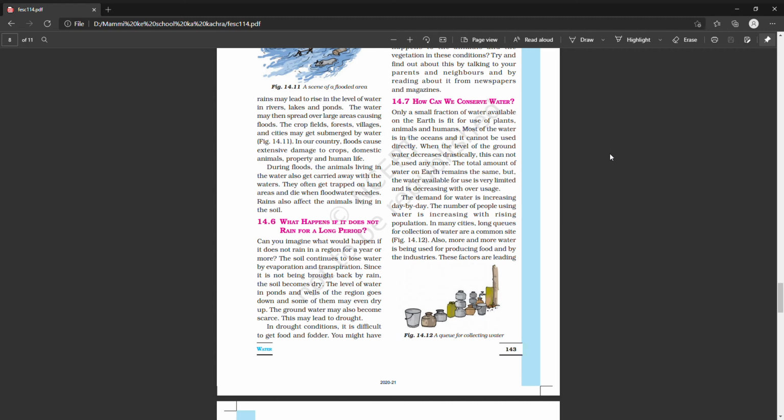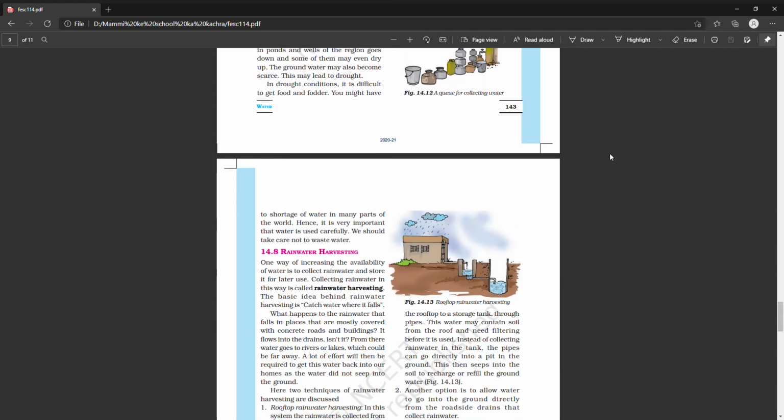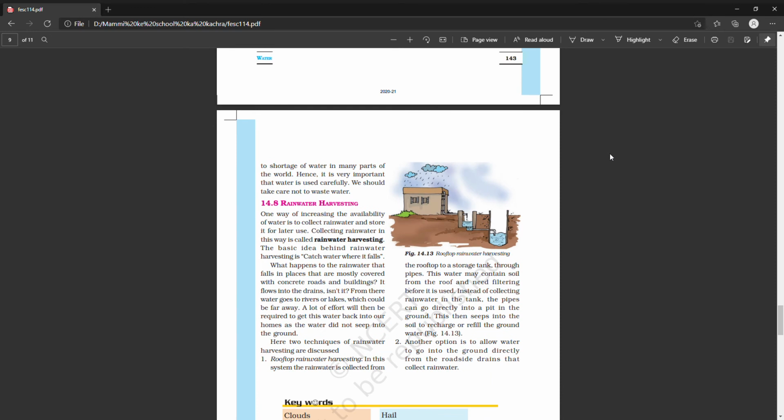In many cities, long queues for collection of water are a common sight. In cities, you must have seen the long queues for fetching water at hand pumps or at taps. Also, more and more water is being used for producing food and by the industries. These factors are leading to shortage of water in many parts of the world. Hence, it is very important that water should be used carefully. We should take care not to waste water.